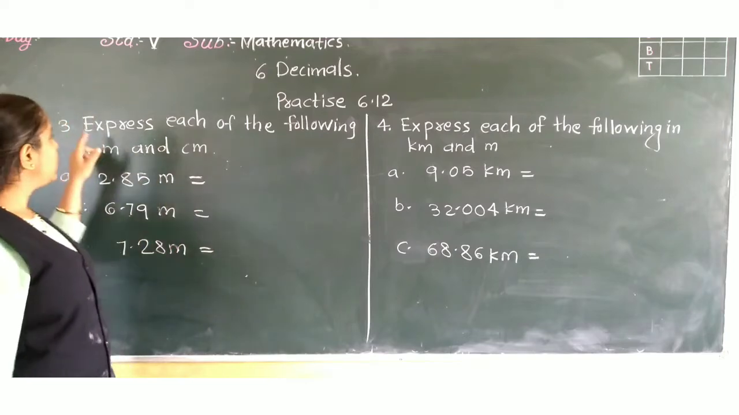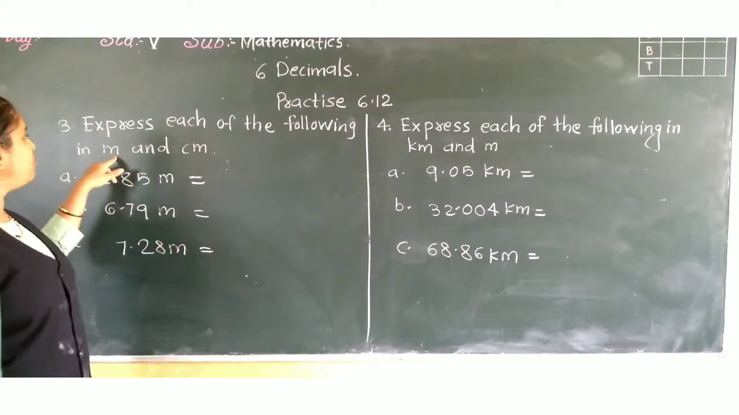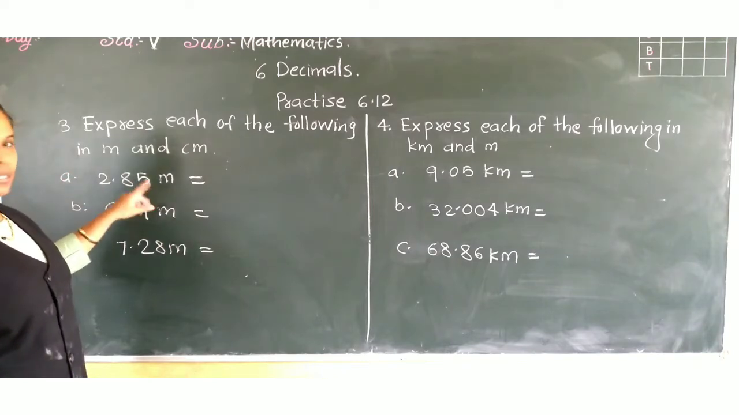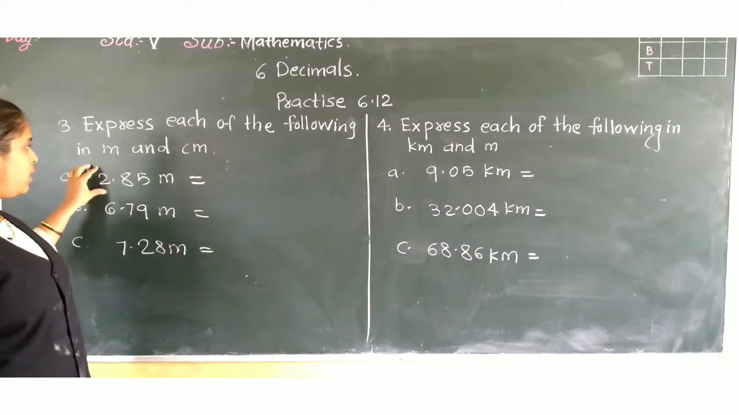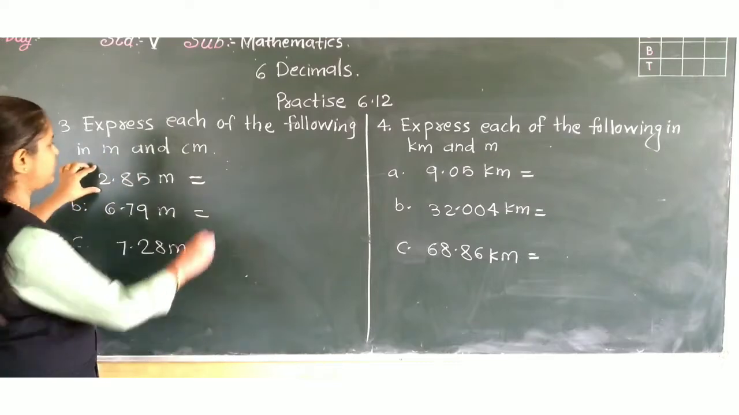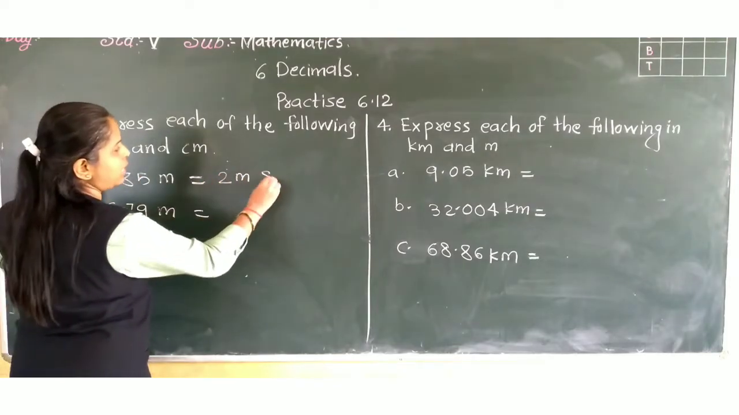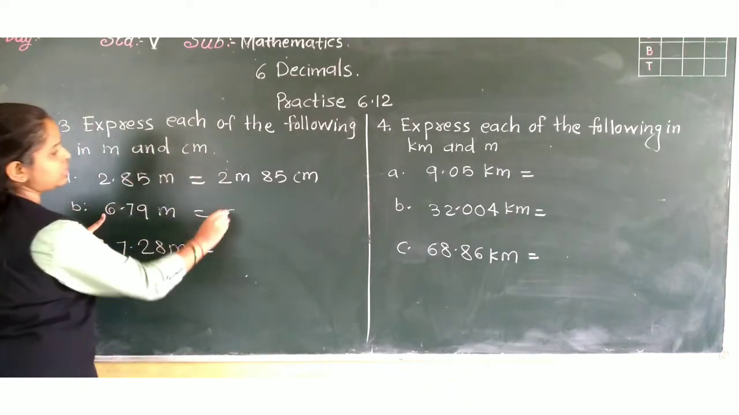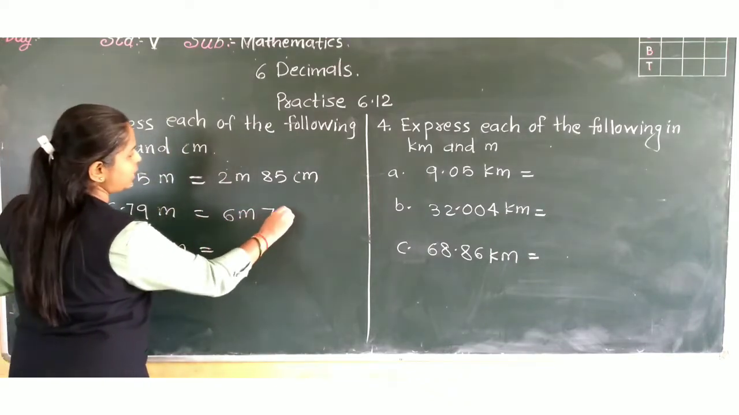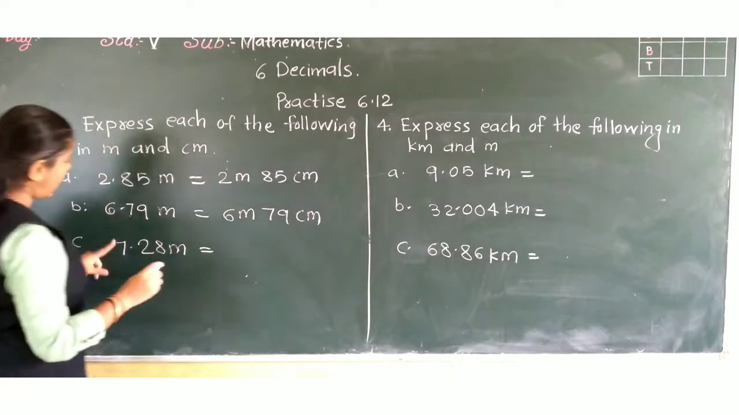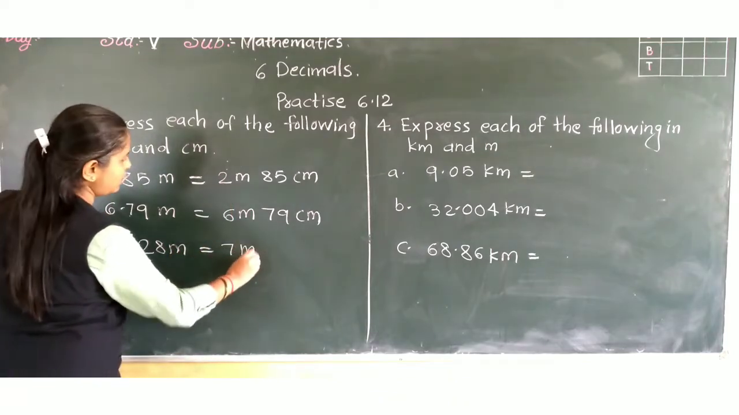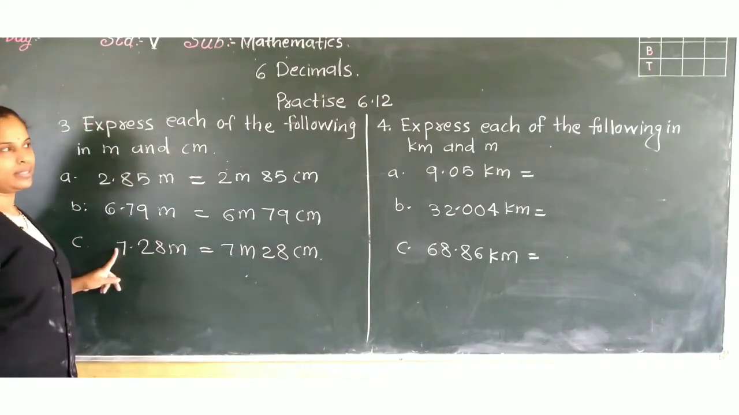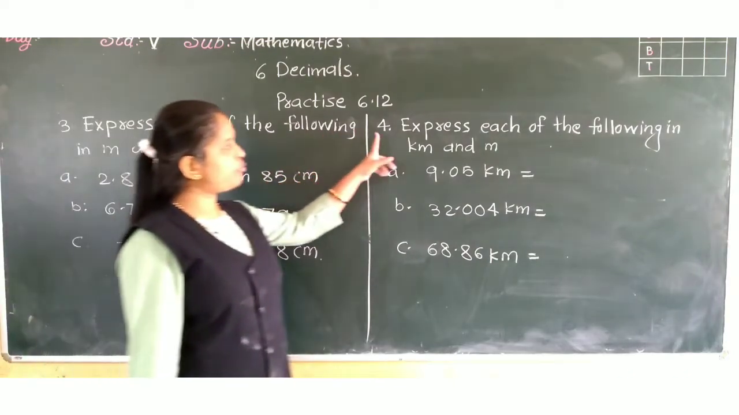Question number 3. Express each of the following in meter and centimeter. Now 2.85 means 2 meter and 85 centimeter. Here 2 meter 85 centimeter. Then this 6 meter 79 centimeter. And this 7 meter 28 centimeter. Okay. Next, question number 4.